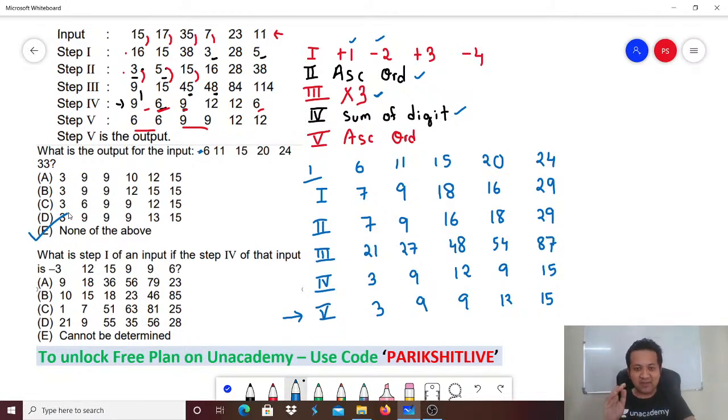This is a previous year CET question. Got this? Easy one, I must say. Easy. Let's go to the next one.